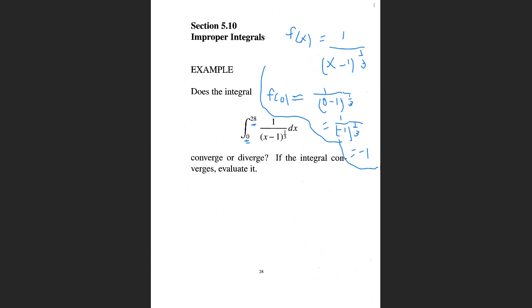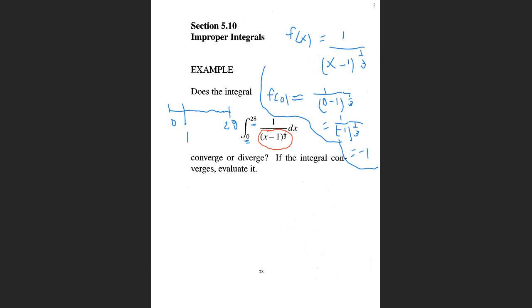But Susanna's noticing that 1 is between 0 and 28. So your limits go from 0 to 28, but x equals 1 is in there. And the problem is the denominator is not defined at x equals 1. It's not defined there. So that's the problem.